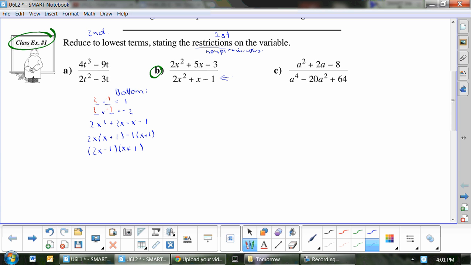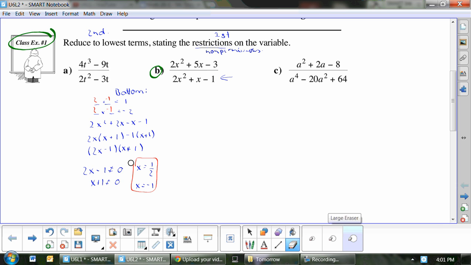Right from here, this is where we can find our non-permissibles. We'll go 2x minus 1 cannot equal 0, so x cannot equal 1/2, and x plus 1 cannot equal 0, so x cannot equal negative 1. These are our two non-permissibles. So we've done the first part. Now let's reduce to lowest terms.